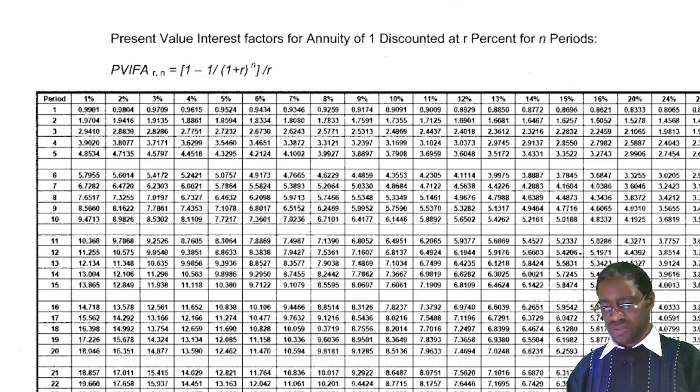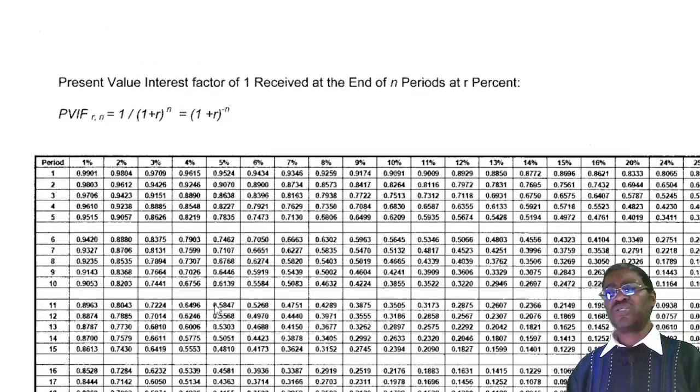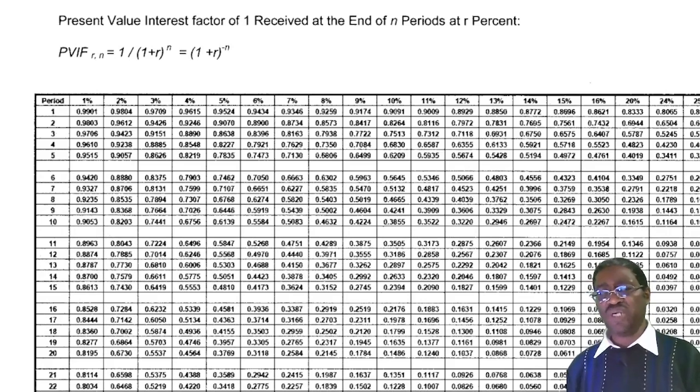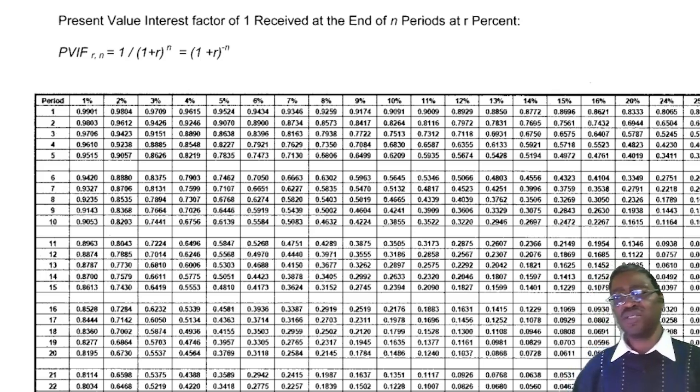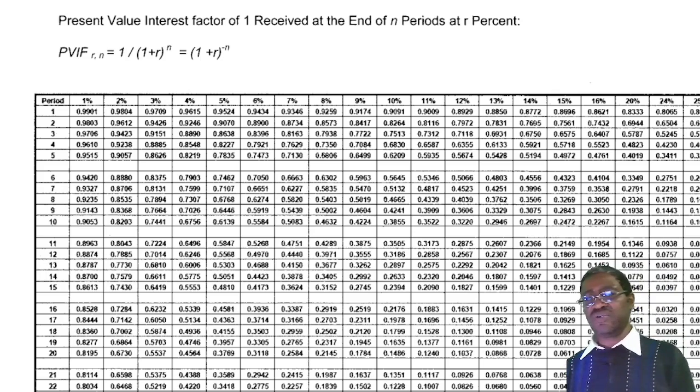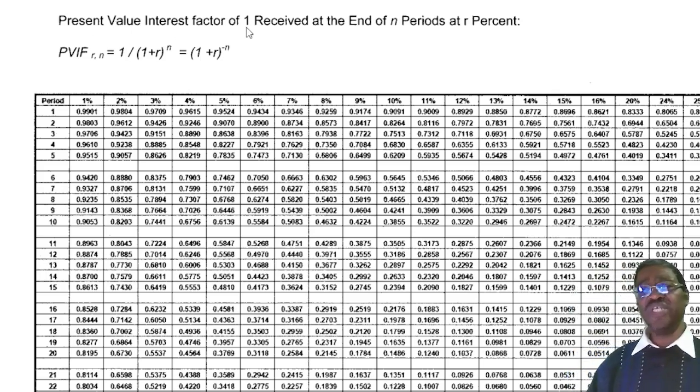Just a minute. Good. That is the table I wanted to show. You can see it up there: present value interest factor of 1 shilling received at the end of each year. You can even see the formula there. So they are giving me the table for the present value interest factor.